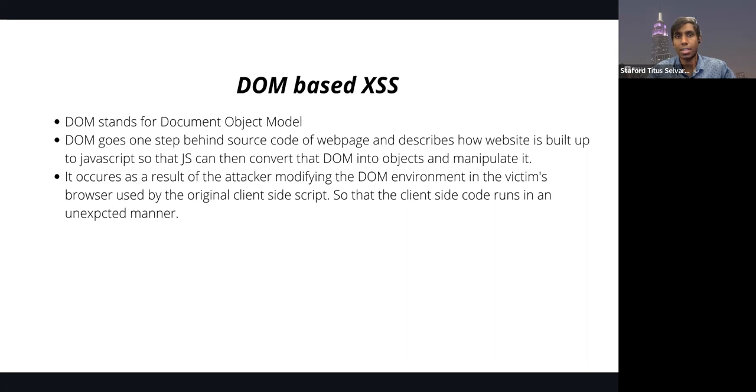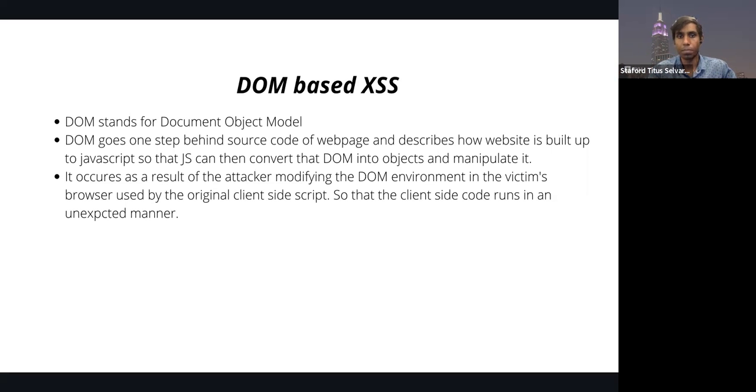It includes the tags, it includes the images, it includes the media that you've put on the website. Everything comes under the document object model, and the DOM helps you access any specific part of the website. The DOM also goes one step behind the source code of the web page, and it identifies how the website is built as a whole, from the structure to what JavaScript version it's using, what kind of structure is being followed for the templates.